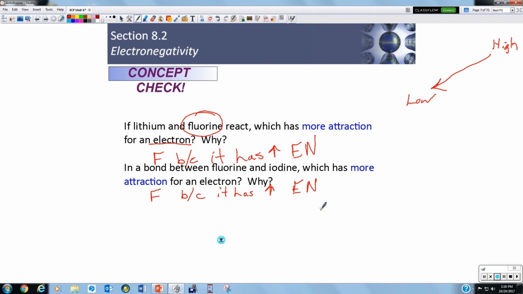Which one has a bigger atomic radius? Iodine. So iodine has more what than fluorine? Shielding. Iodine has more shielding, so it's preventing that nuclear charge from holding on to the electrons as tightly. So fluorine's going to have a higher EN because it's a smaller radius and the nuclear charge extends out further. So less shielding.